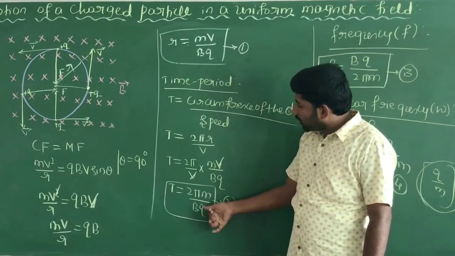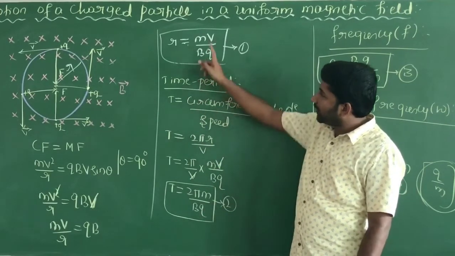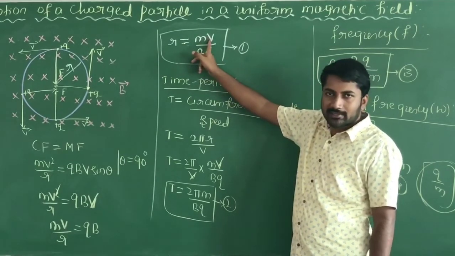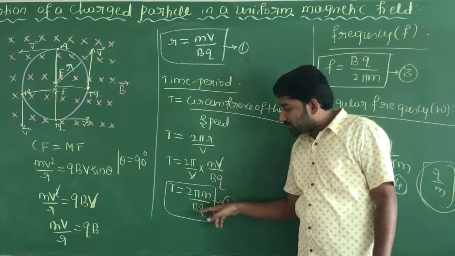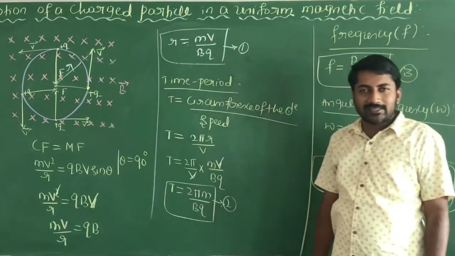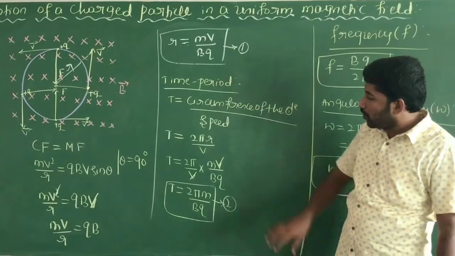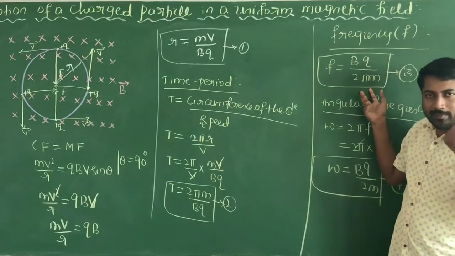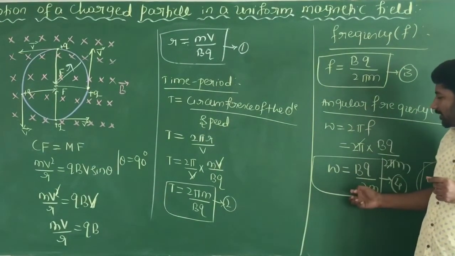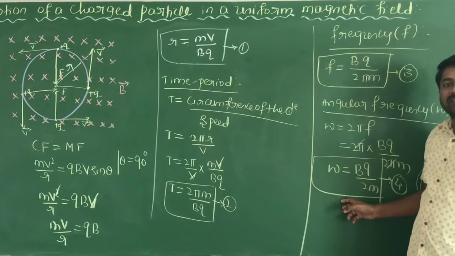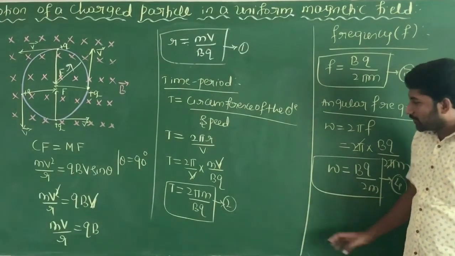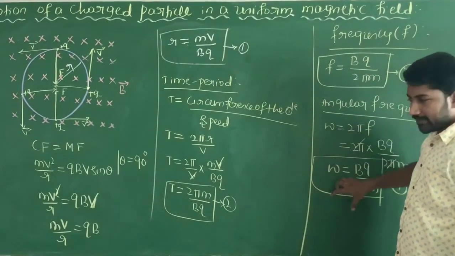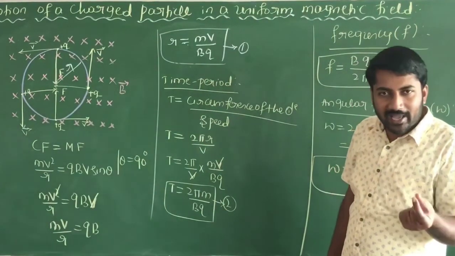Compare or observe these two equations. The radius depends on speed, and here r is directly proportional to its speed. But the time period is independent of its radius and speed. Using the time period equation, you can calculate the frequency. The frequency is also independent of its speed and radius. Angular frequency is also independent of its speed and radius. Time period, frequency and angular frequency, these three parameters are independent of speed and radius.